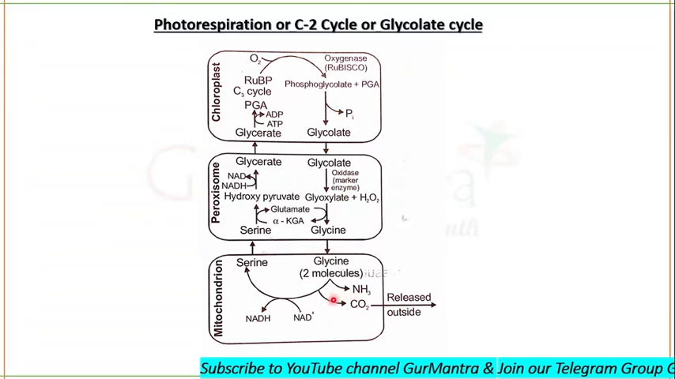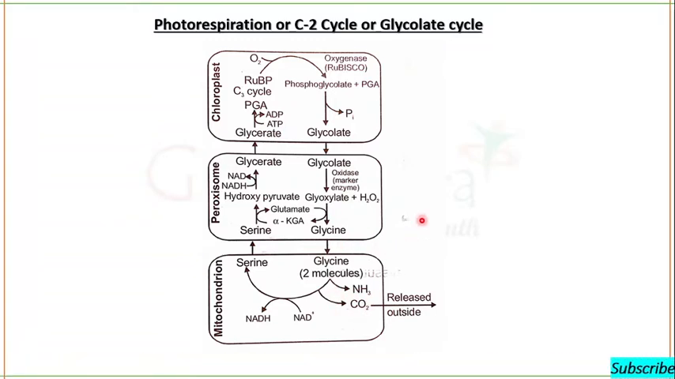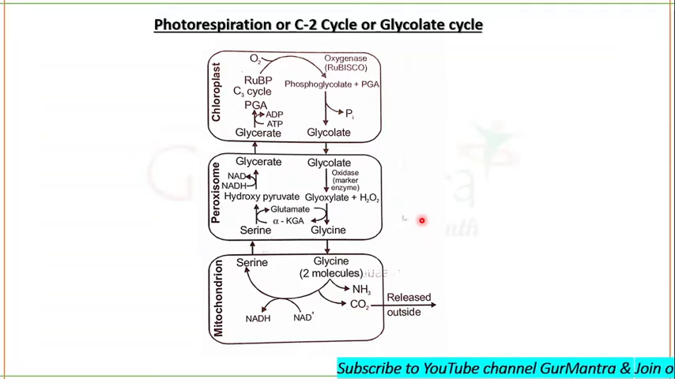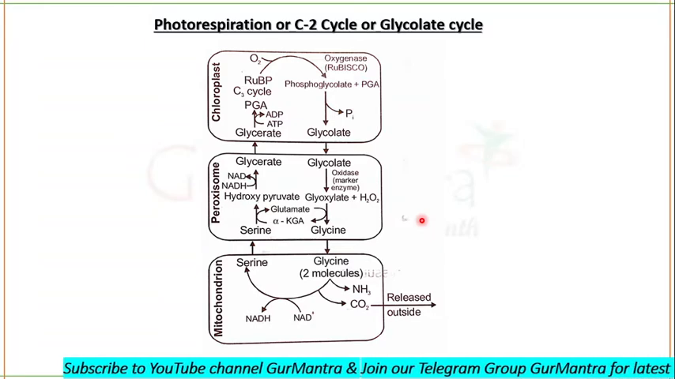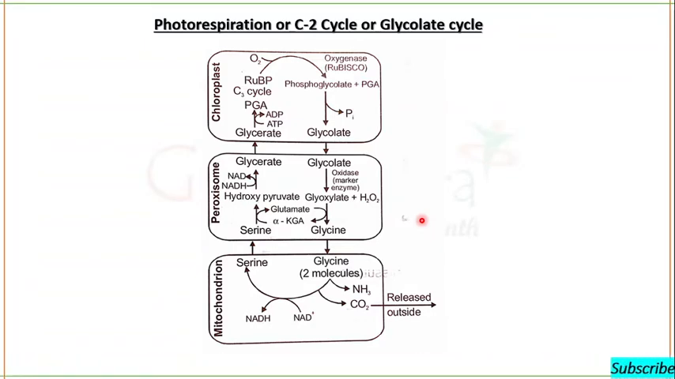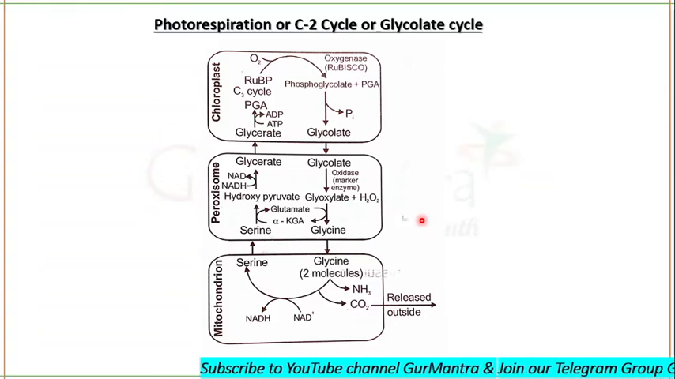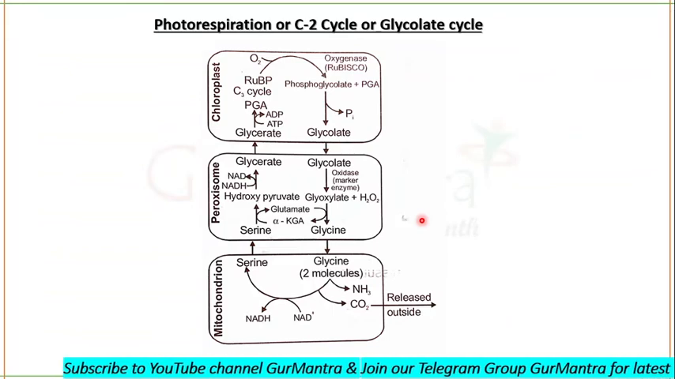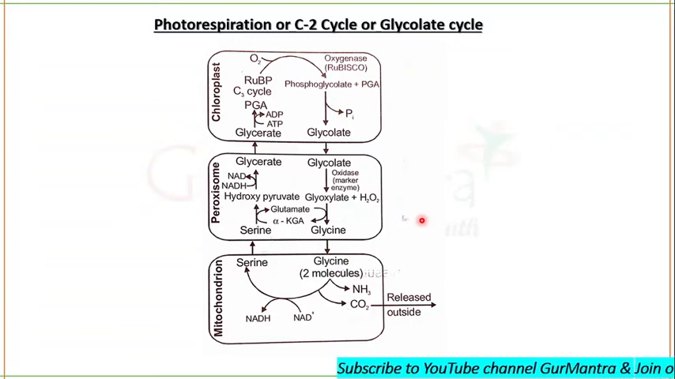There is unfixing of carbon dioxide. So isn't it a wasteful process? It will result in the decreased productivity of the plants, okay. If C3 plants get a higher light intensity and are present in higher temperature, they will be performing photorespiration rather than Calvin cycle. So this process can decrease the productivity of C3 plants.